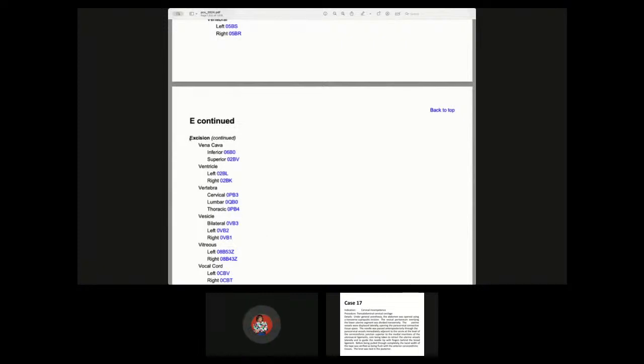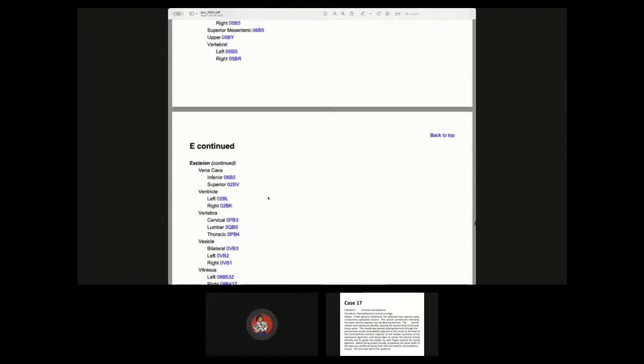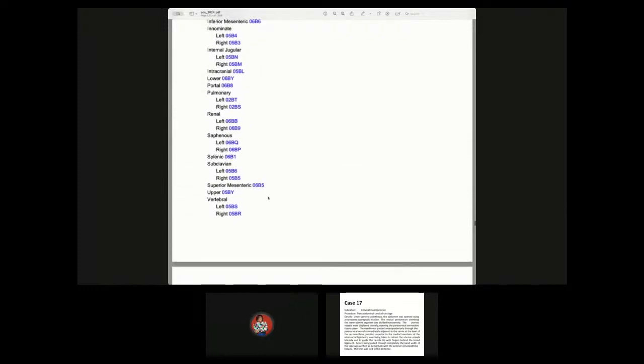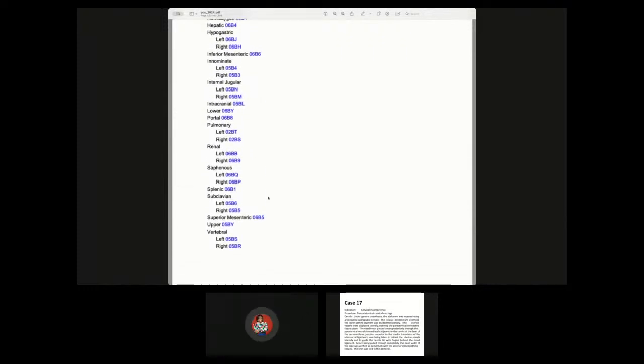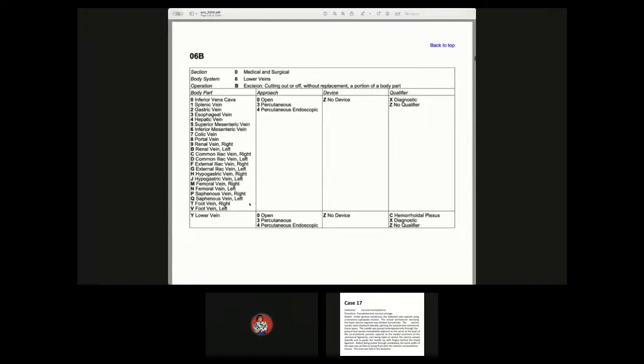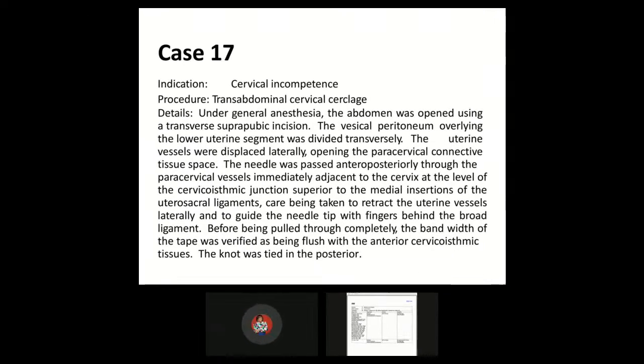Excision. Look, excision. All right. So it was the vein. It was the greater saphenous vein. 06B. B is for excision. All right. 06B, and it was the left. So that's Q. Now, how was this done? And I know some of you are like, I don't remember. It was so long ago. We've been going back and forward.